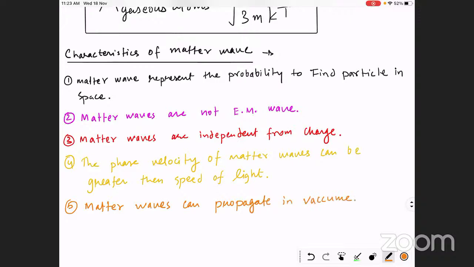Matter waves can very easily propagate in vacuum. Okay, hence they are not mechanical waves.